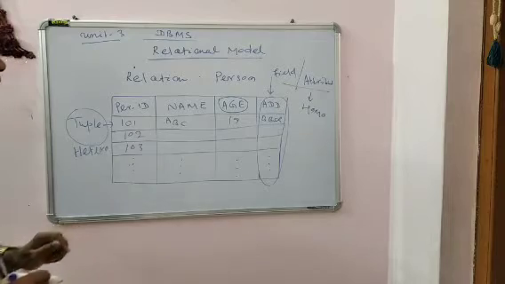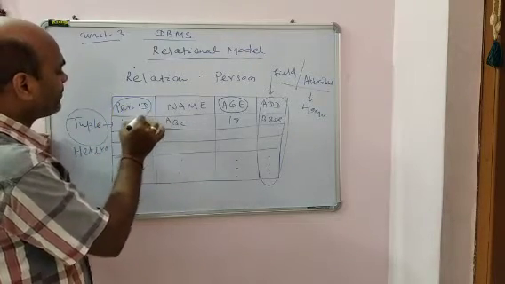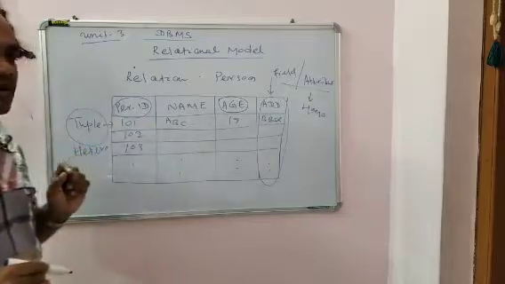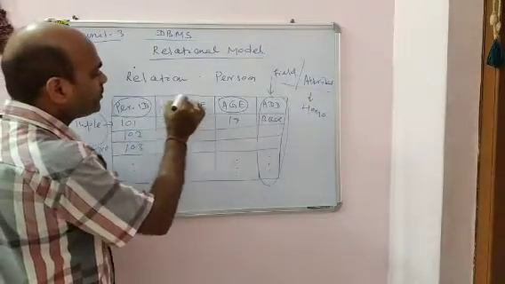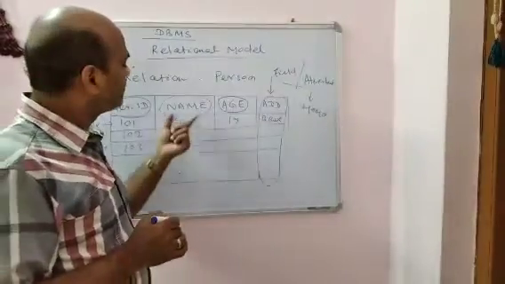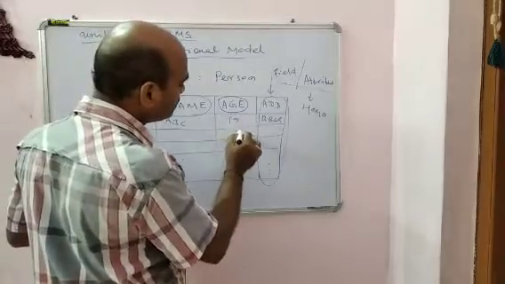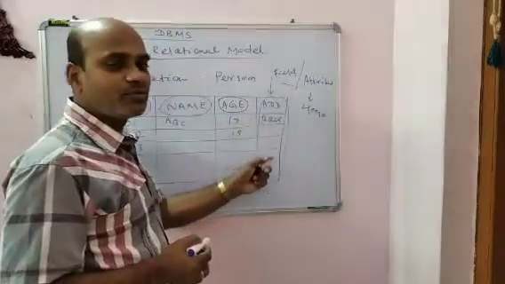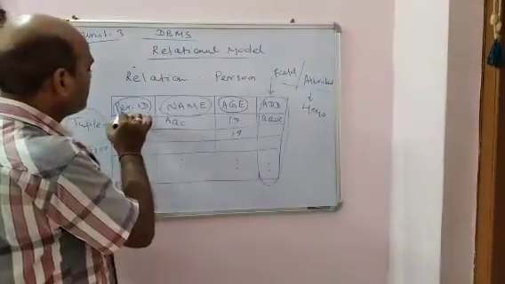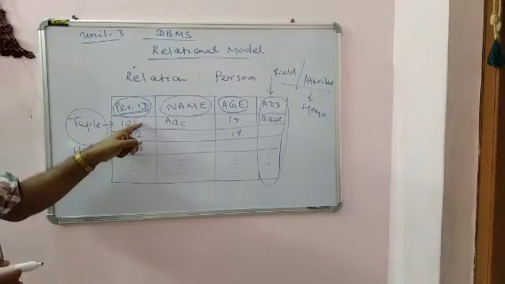Now we will discuss the attribute name. Here name can be duplicate, as a number of persons can have a similar name. Age may be duplicate also. Address also may be duplicate. But one thing you can mark here: this value can never be duplicate.